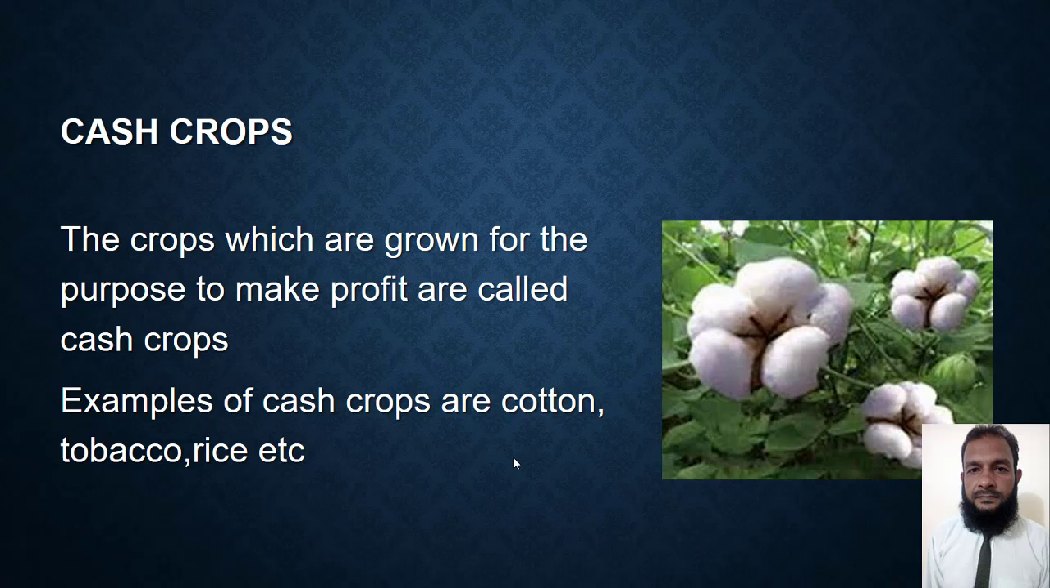There are another two categories of crops in Pakistan. First one is called cash crops and second one is called the food crops. The crops which are grown for the purpose to make profit are called cash crops. Examples of cash crops are cotton, tobacco, rice, etc.